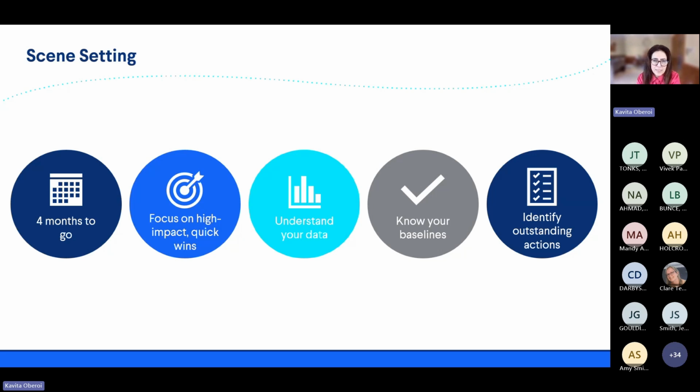I think understanding your data is absolutely key. I suppose in any business, whether it's healthcare, non-healthcare related, that baseline data is the key to moving forward and creating that plan and then that implementation. So again, from today, it's really important that you know exactly where you are, where your gaps are, so that you can go away and you can identify those outstanding actions quickly and easily.